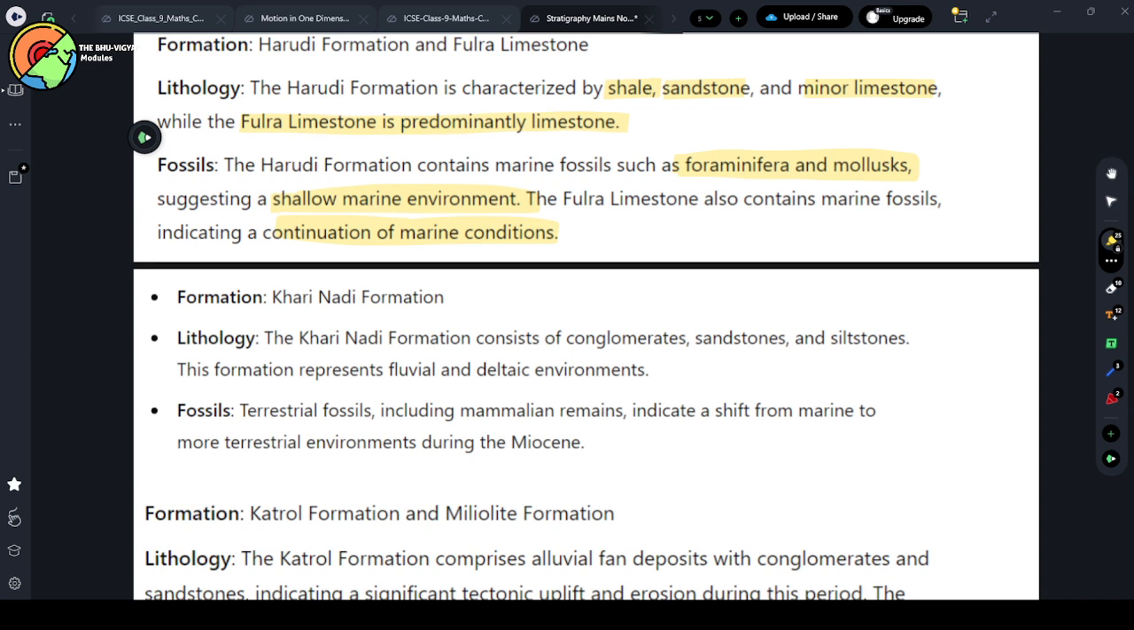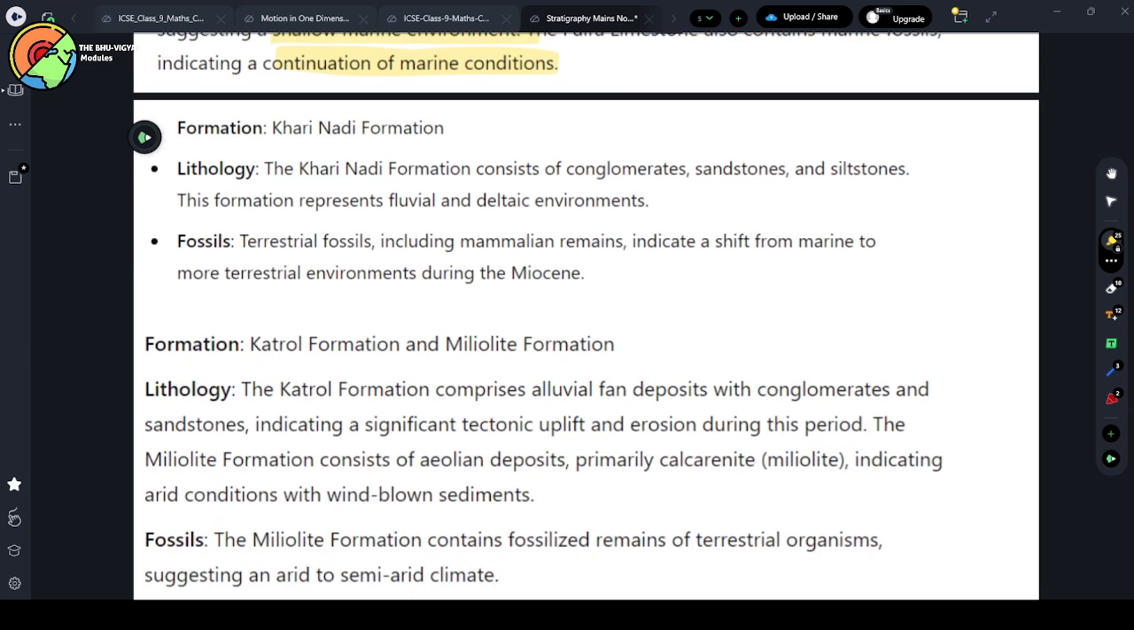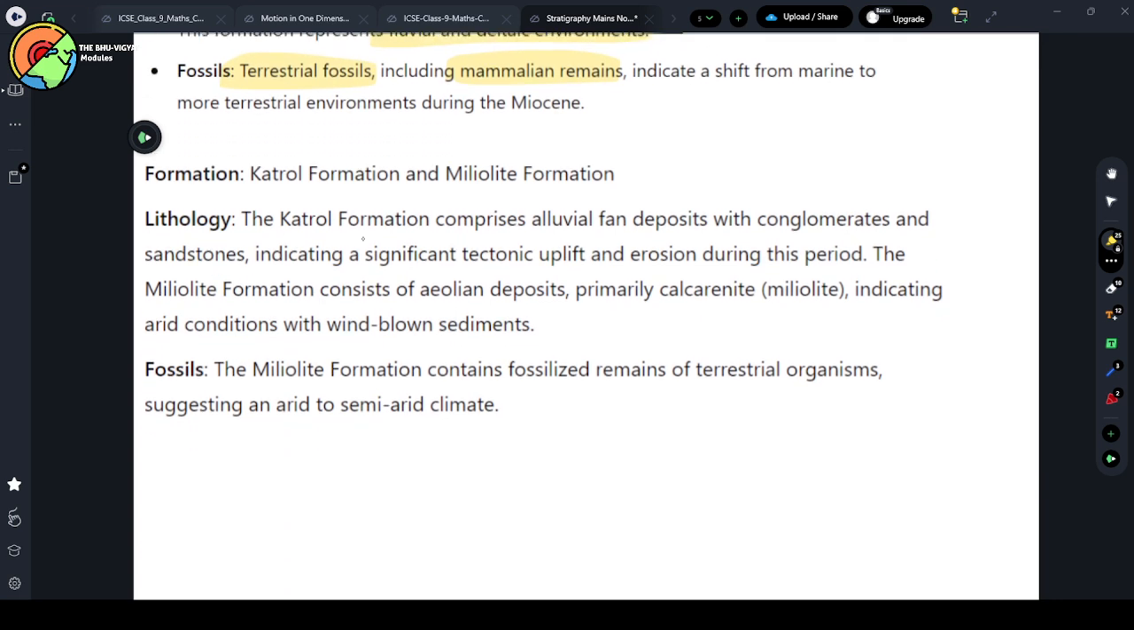Now further, as this is part of delta deposition, we are moving toward the terrestrial area. When we go to the Khari Nadi formation, it represents a fluvial and deltaic environment. Therefore the deposits we get here are basically conglomerate, sandstone and siltstone. The fossils here are terrestrial, like mammalian remains, representing the terrestrial environment. Above that we have the Chhasra formation, comprising alluvial fan deposits, again terrestrial, with conglomerates and sandstone indicating significant tectonic uplift and erosion during this period.